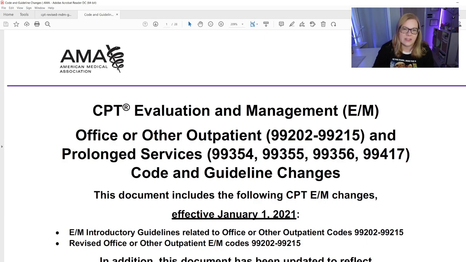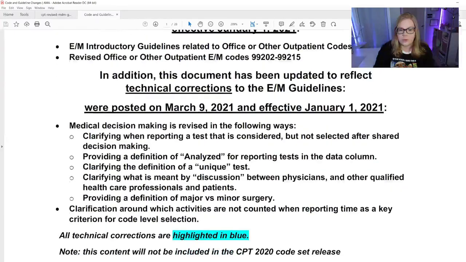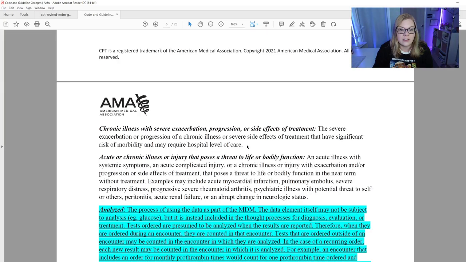And if you're ever concerned about these definitions and if something you're looking at meets the definition or not, reference this guide, and I'll link this below. You can easily access it for free online. The AMA does provide this for free. It's the CPT E&M Office or Other Outpatient and Prolonged Service Code and Guideline Changes. These are the ones that were effective January 1st, 2021. They also made technical corrections on March 9th of 2021, and they retroactively applied them to January 1st of 2021. Here you can see it gives some examples, and it says examples may include acute myocardial infarction, pulmonary embolus, severe respiratory distress, not just respiratory distress, progressive severe rheumatoid arthritis, et cetera. Now back to our grid.